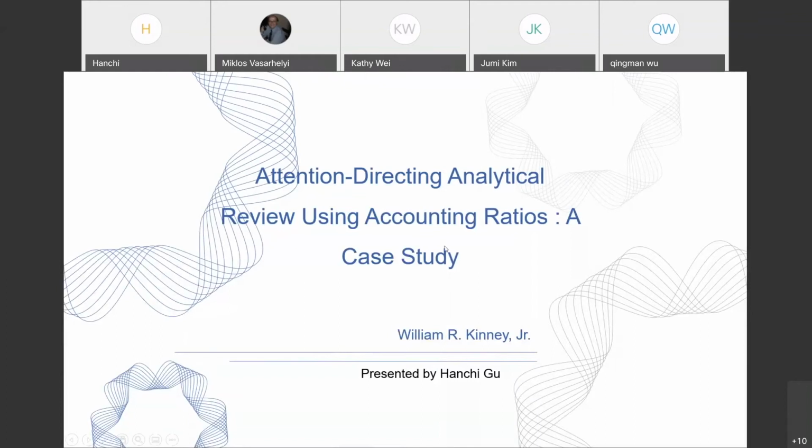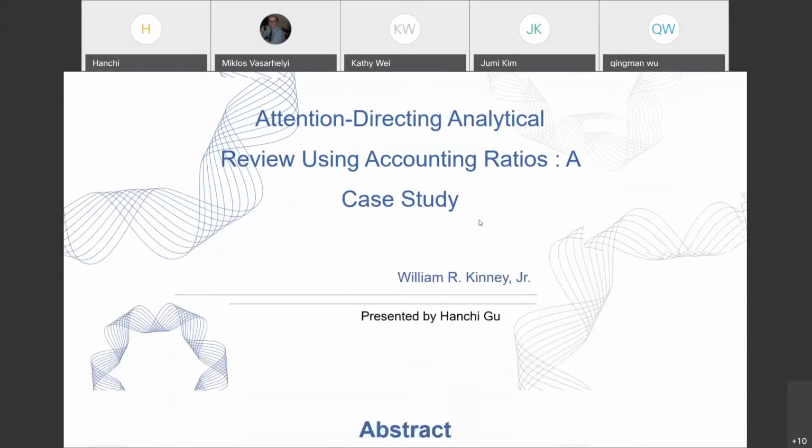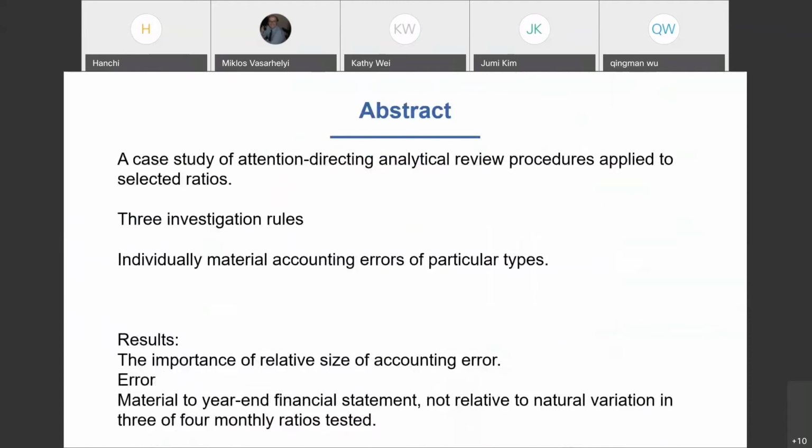This paper is about attention directing analytical review using accounting ratios, a case study. Briefly speaking, this article is about a case study of directing analytic review procedures to apply to several ratios. In this paper, we will use three different investigation rules, and we will use them to study different material accounting errors of different types.